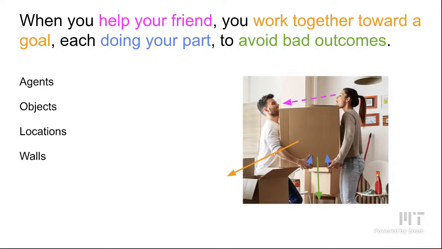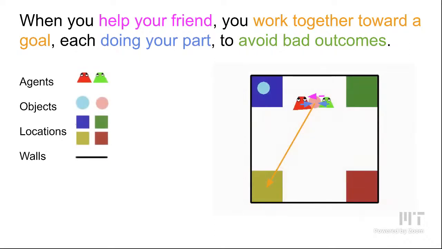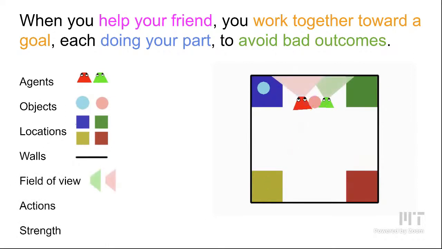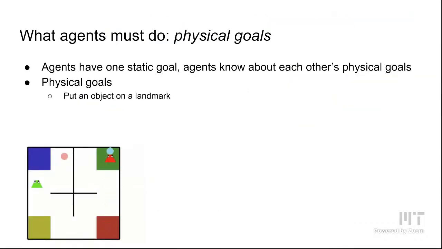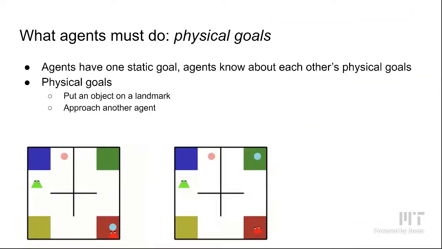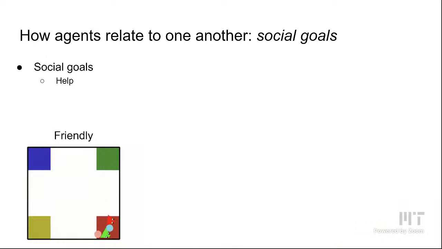And in the same way that we can make these inferences in the real world, we can also do that in simulated environments. And this is the environment in which we build our dataset, PHASE. We also have agents, objects, locations, and walls like in the real world. And agents have a field of view, and they can take actions to achieve their goals. Each agent has a physical goal, which can be putting an object on a landmark, approaching another agent, or getting to a landmark. And they can also have social goals, and the social goals define the relation between them.